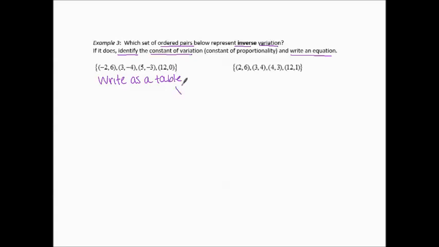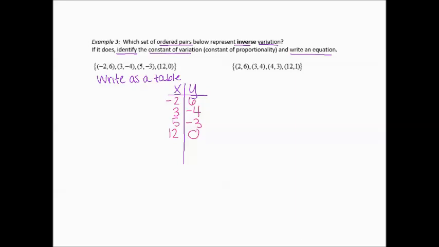You can create your own table. So we can write x and y and fill in the points. So if I look here, -2, 6, I have -2 for x, 6 for y, 3, -4, 3 for x, -4 for y, 5 for x, -3 for y, 12 for x, and 0 for y.